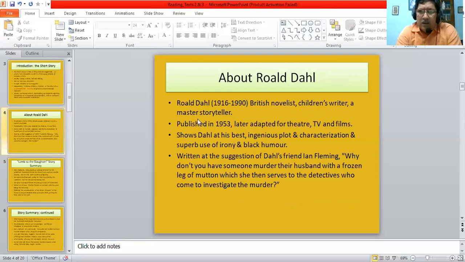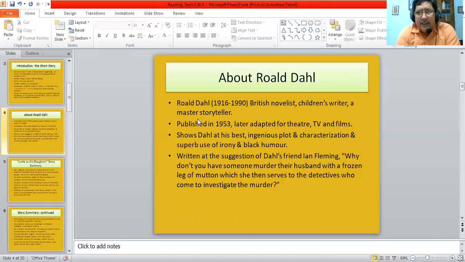Okay, now I would like to say a few words about Roald Dahl, the writer. Roald Dahl, who was born in 1916 and died in 1990, was a British novelist, a great children's writer, and a master storyteller. This particular story of his was published in 1953 and it became immensely popular and it was later adapted for the theater, for television, and even for films.